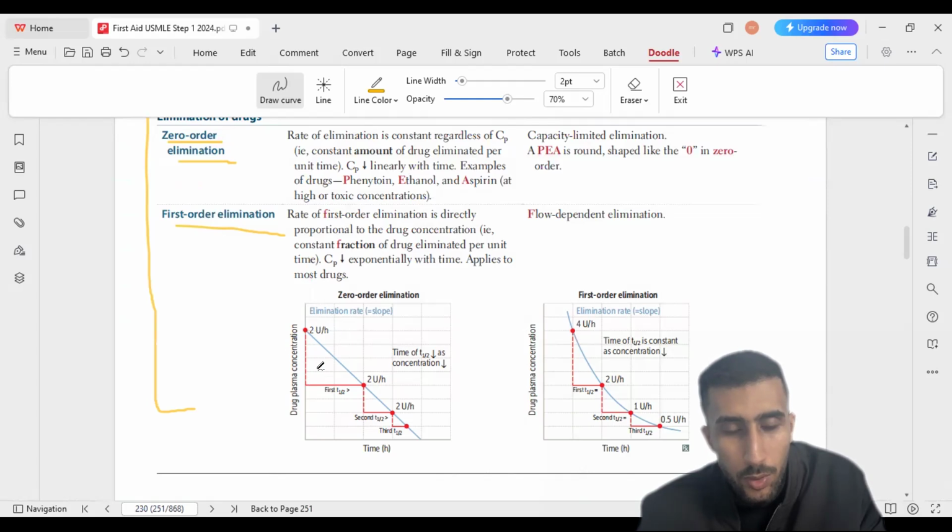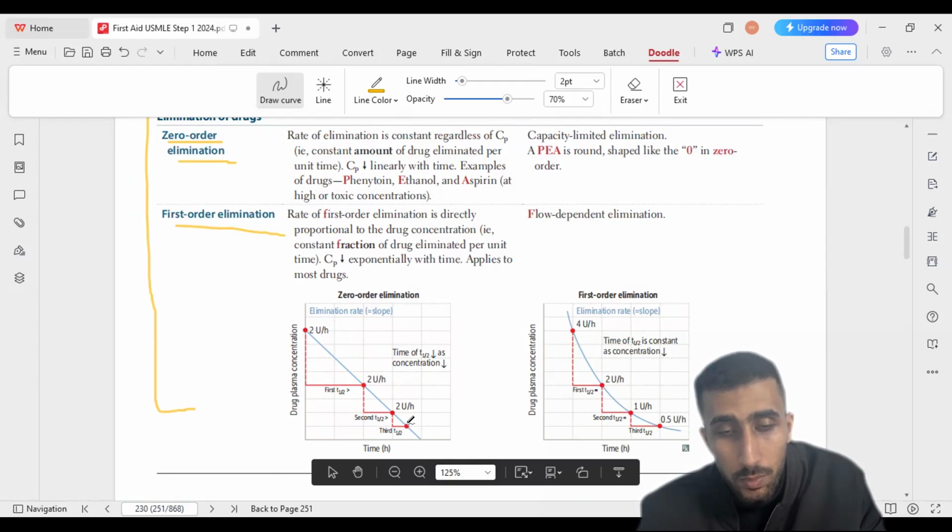So I will need more hours to get rid of half of this volume, because I started with a high volume, and of course this time will be more than the time needed to excrete 25 milligrams. Starting with 100 to reach 50 is going to take more time than from 50 to 25, and from 25 to 12.5. So the time decreases to get rid of half of the concentration.